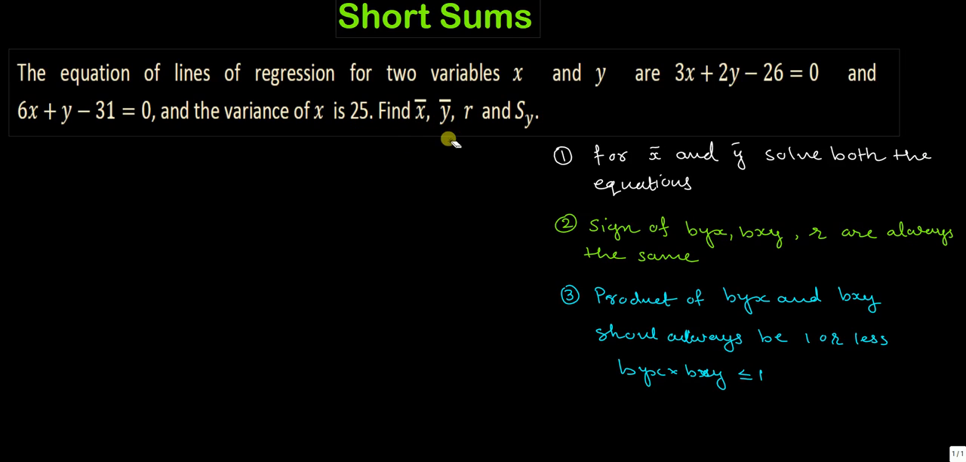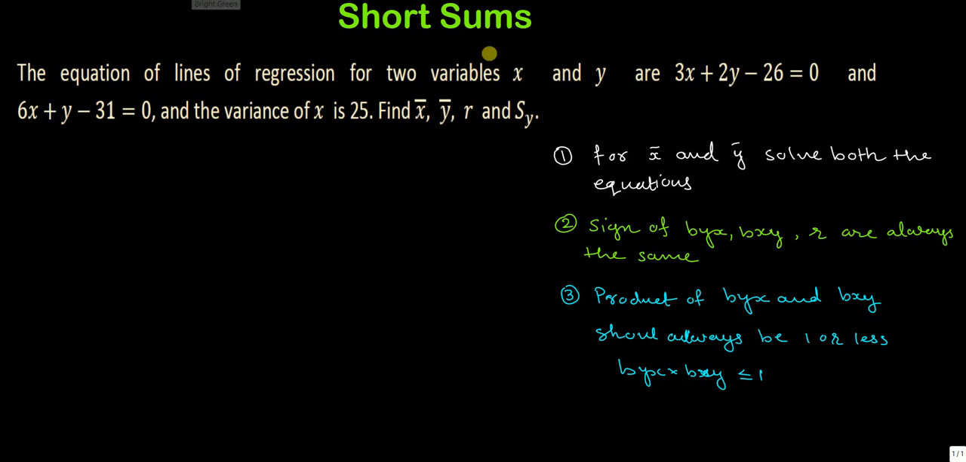We can easily solve it, so there is no issue. Now, we have to understand how to find r. First, for x bar and y bar, we have to solve both the equations. First equation is 3x plus 2y minus 26 equals 0, and second is 6x plus y minus 31 equals 0. Now solve both the equations using the elimination method.